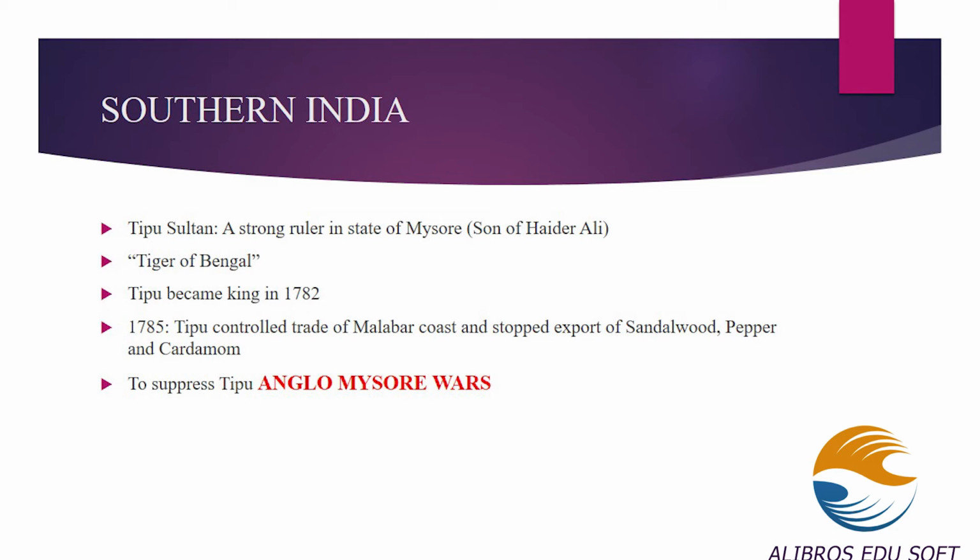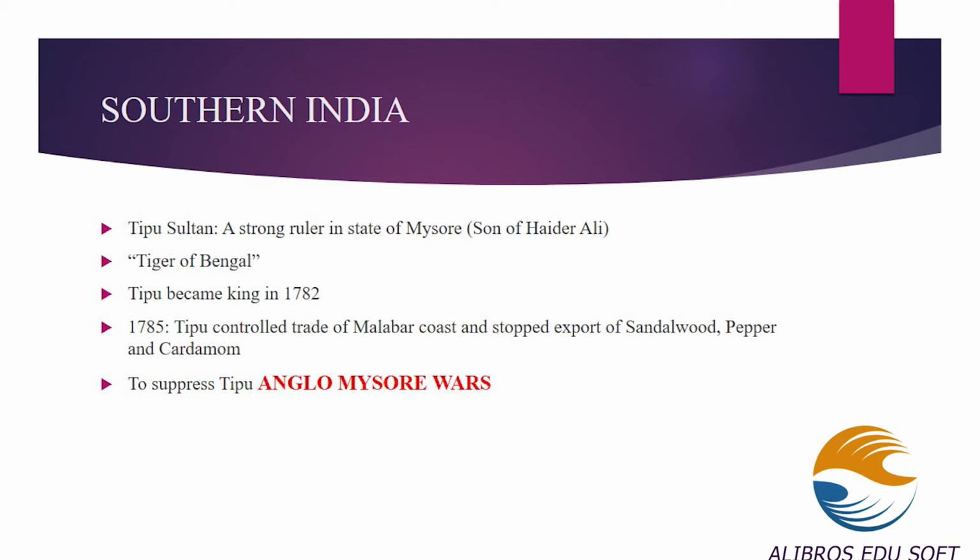In 1785, Tipu controlled the trade of the Malabar coast and stopped the export of sandalwood, pepper and cardamom. He stopped local merchants from dealing with the British. He employed the French in his army to modernize it. The company wanted revenge on him. To suppress Tipu, the company started wars.